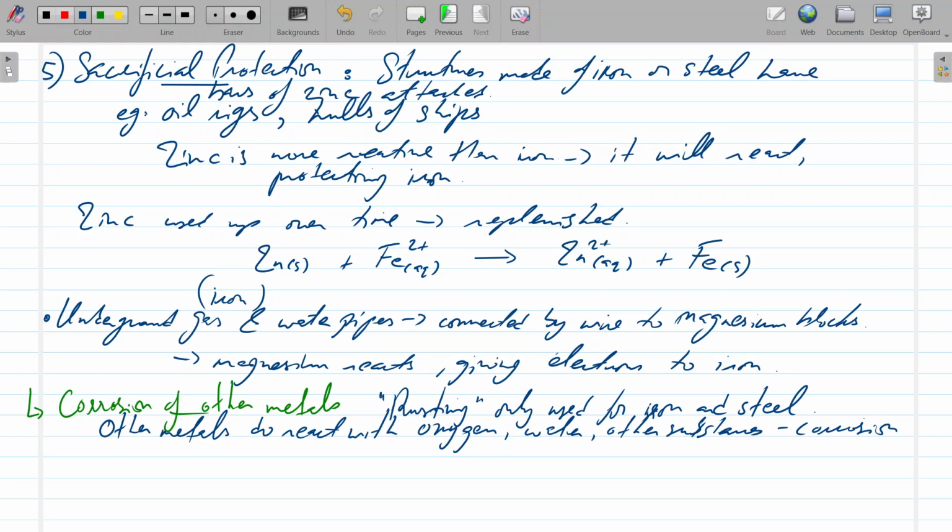And obviously, how quickly and to what extent they corrode depends on their place in the reactivity series.